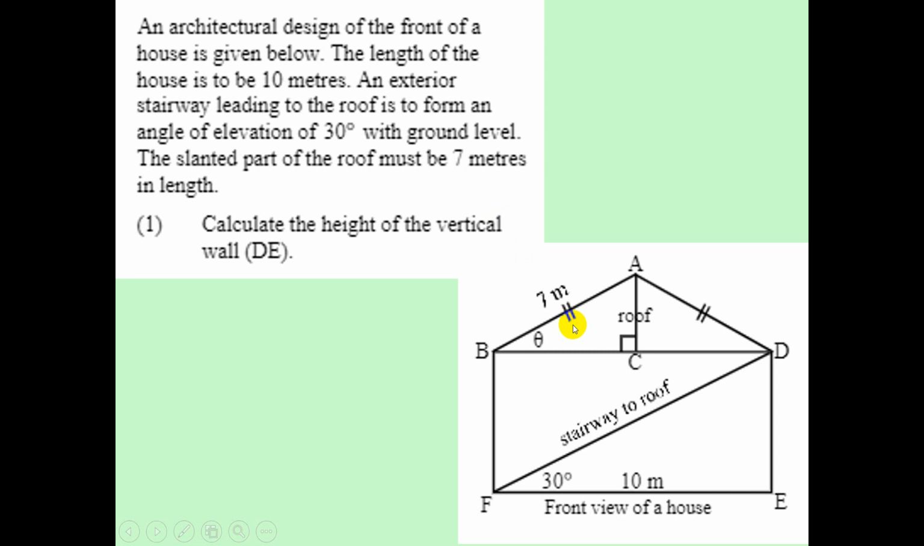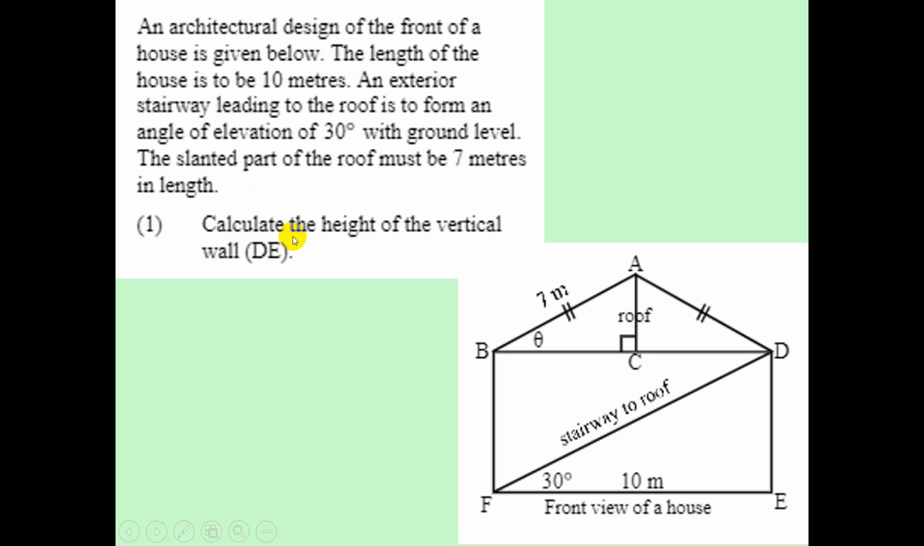We're going to look at one of the questions from our textbook that we're using in school. I must apologize for the writing. And the question says, an architect design of the front of a house is given below. The length of the house is to be 10 meters. It's on the diagram. An exterior stairway leading to the roof is to form an angle of elevation of 30 degrees. It's in the diagram. The slanted part of the roof must be 7 meters. We see our 7 meters here.